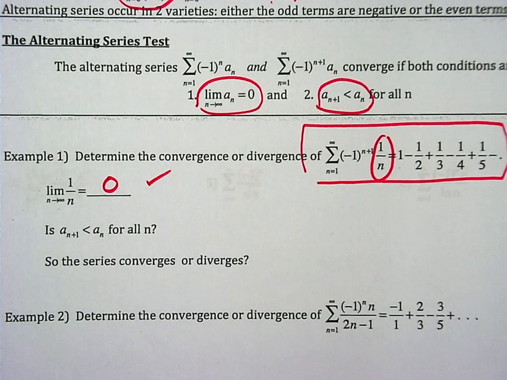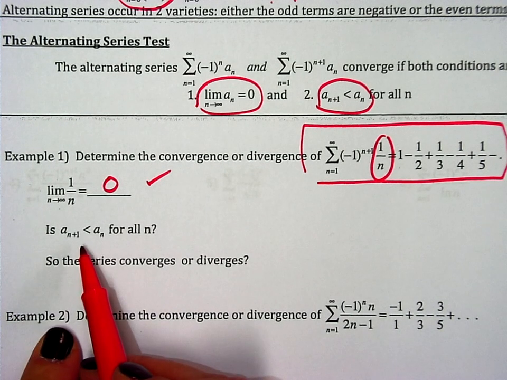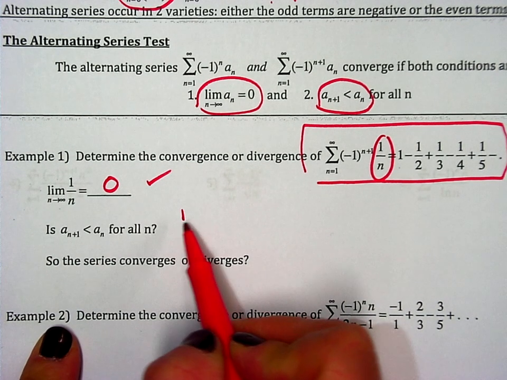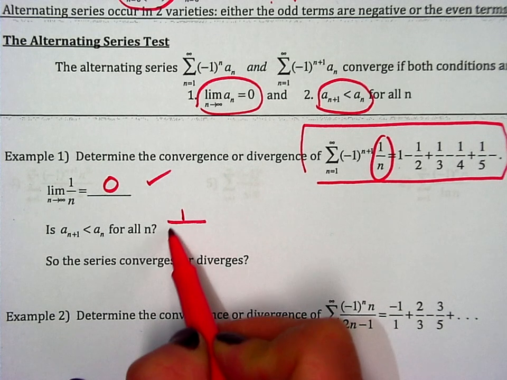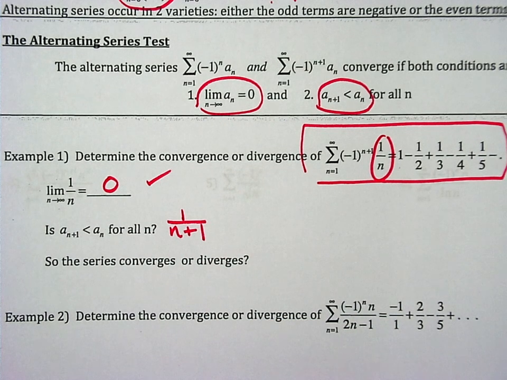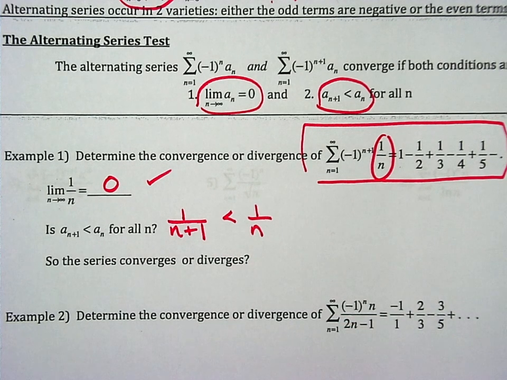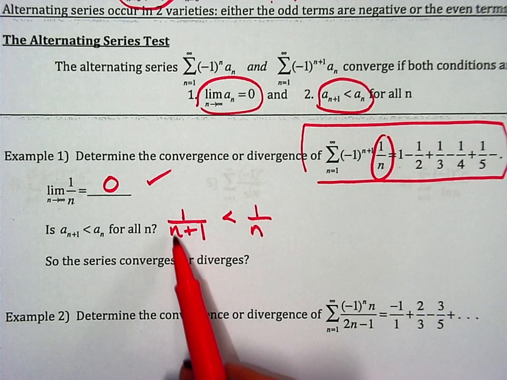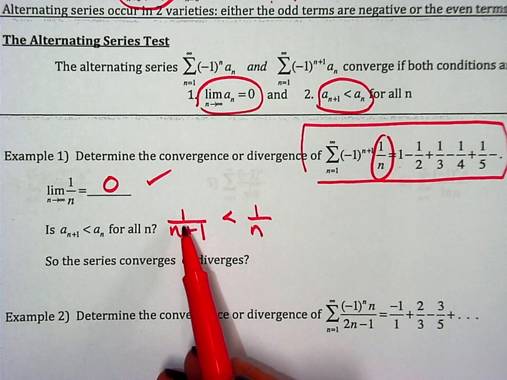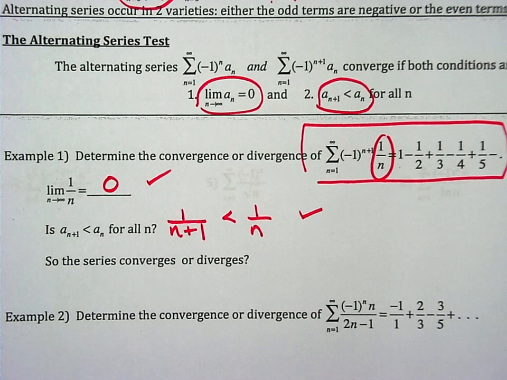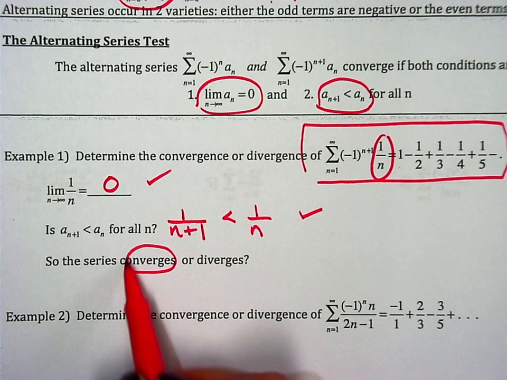Is it true that the n plus first term, so if the general term is 1/n, the n plus first term is just 1/(n+1). You plug in n plus 1 wherever there is an n. Is that less than 1/n? And basically, if you add plus 1 to any number, the bottom of the fraction is bigger, but the whole fraction is smaller. So yes, this is true. If both conditions are true, you can conclude that it converges.